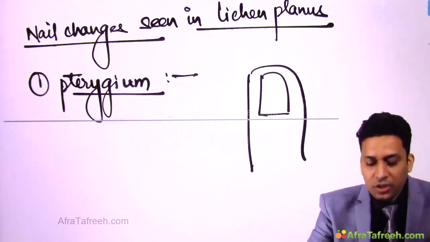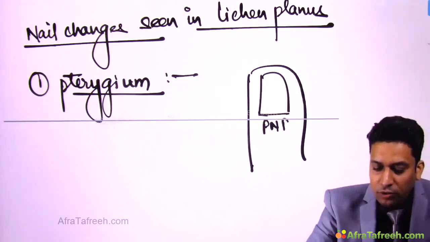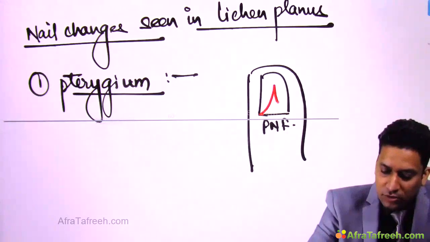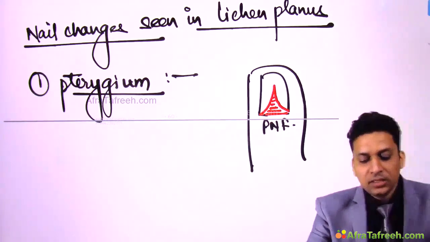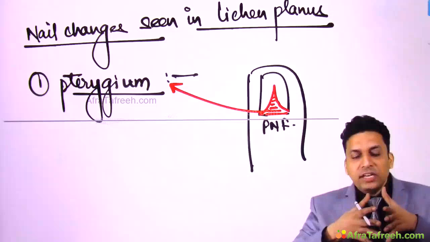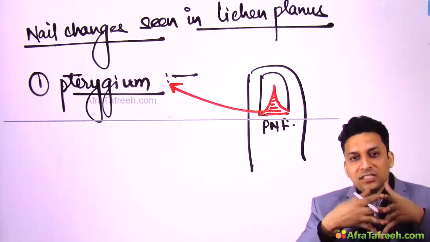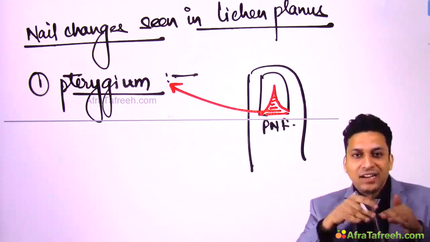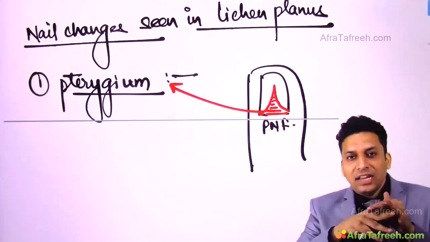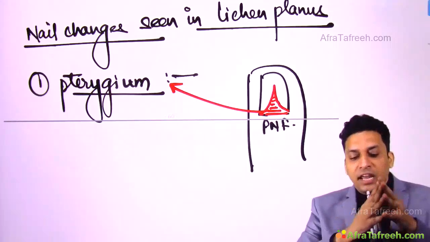So in lichen planus it is seen in the nails, and if this is the nail of the patient and this is the proximal nail fold, you will find that there is a wing-shaped extension of proximal nail fold which occurs. This wing-shaped extension of proximal nail fold is known as pterygium. Now when this extension occurs, what happens? It starts destroying the nail plate and it attaches itself to the underlying nail bed.